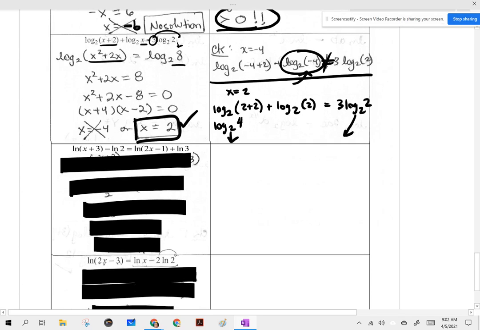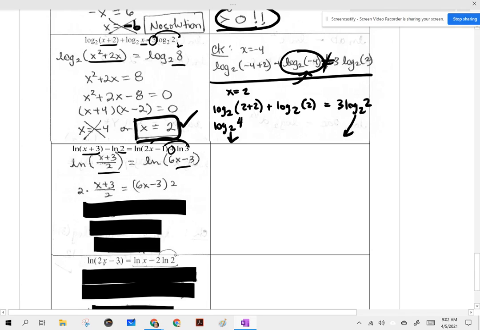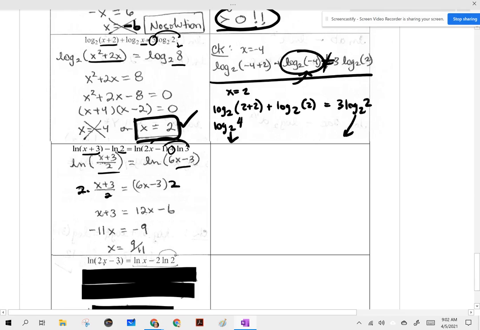Okay. All right, so let's take a look at the next one. So again, I'm using these properties. ln of x plus 3 over 2 is equal to ln, and then I'm multiplying the 3 times the 2x and the negative 1. Set these guys equal to each other. Get rid of the denominator by multiplying both sides by 2. Distribute, solve for x, and I get x equals 9/11.